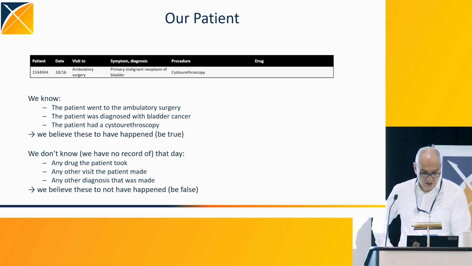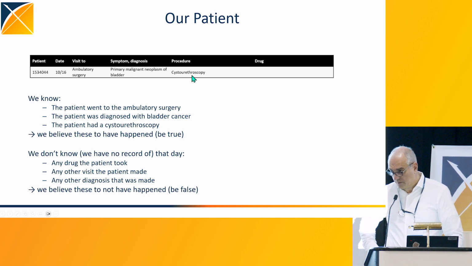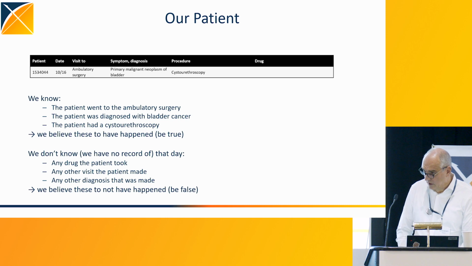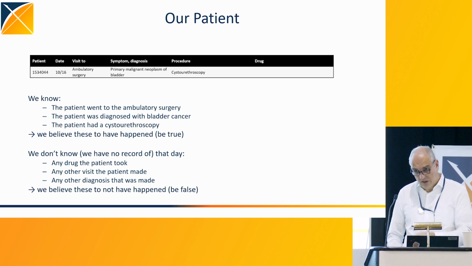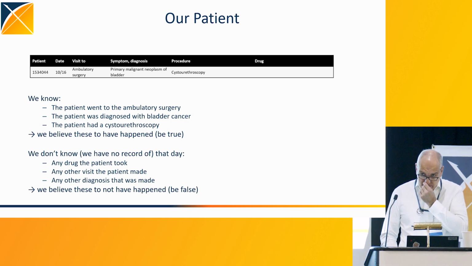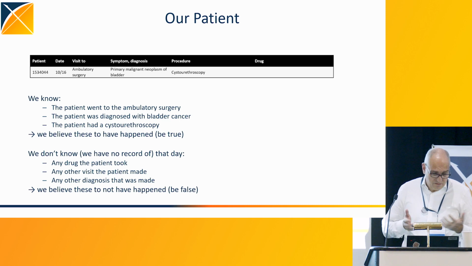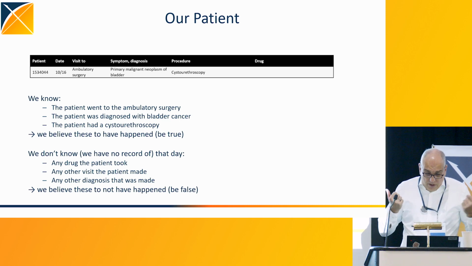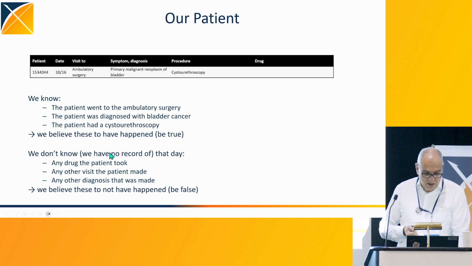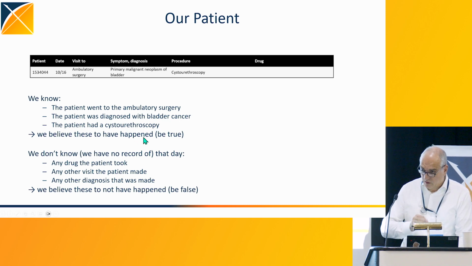Okay. So here's our patient. We know there was a visit here, ambulatory surgery. Bladder cancer was the diagnosis at this day. And then it is cystoscopy. We know this. We assume that happened. If not, it's a quality issue, and somehow you need to either flag or fix that. But the assumption is, if it passes quality, all I can do is believe what I get. So we believe these to happen. What we know is true.